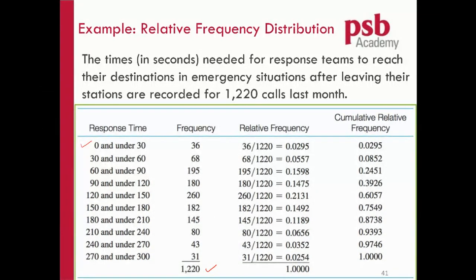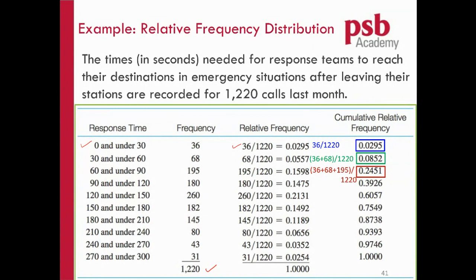So, this is the data that they have. Just to understand the set of data here, you have relative frequency 36 over 1220, and you have a cumulative relative frequency. Okay, cumulative relative, that means this is 36 over 1220, right? Then you have 36 plus 68. Then you have 36 plus 68 plus 195. Get it? Right, it's the same.